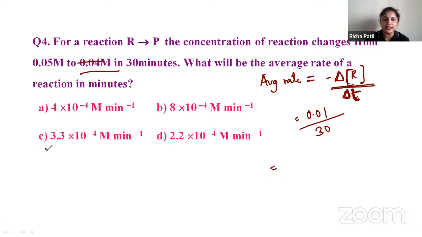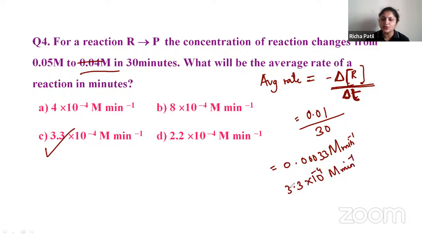Yes, it is C. You get 0.00033 M per minute. So that is 3.3 times 10 raised to minus 4 M per minute. So this is the answer. So like this, you're going to solve the question.